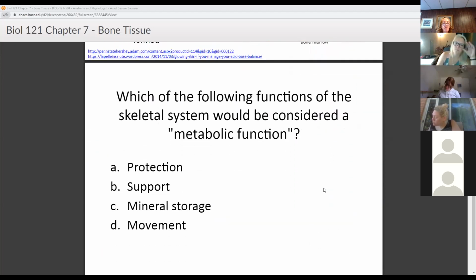Which of the following functions of the skeletal system would be considered a metabolic function? D, movement. You're close. Metabolic, storage. It's actually mineral storage. Because if you think about it, all the reactions are going to require different minerals.